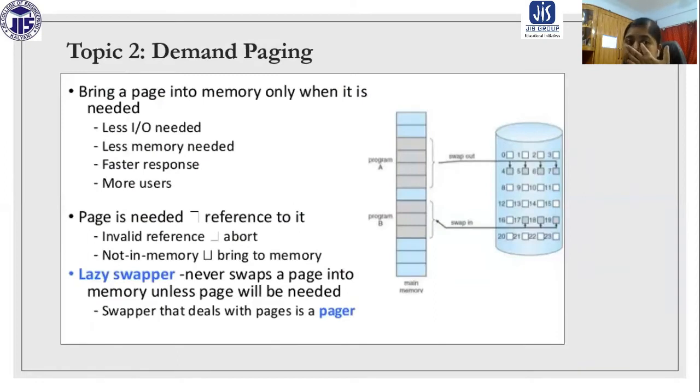Now we come to the second topic, demand paging. Demand paging means that whenever the system demands, then the paging occurs. We bring a page into memory only when it is needed. Otherwise, no. So whenever a page is required for execution of the program, the page is going to be loaded in the main memory.